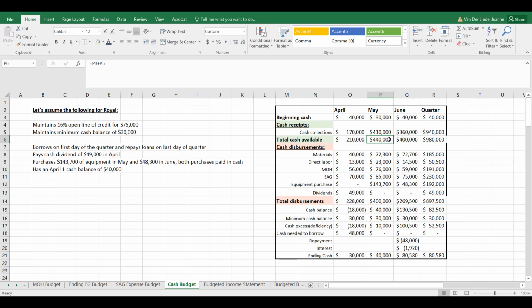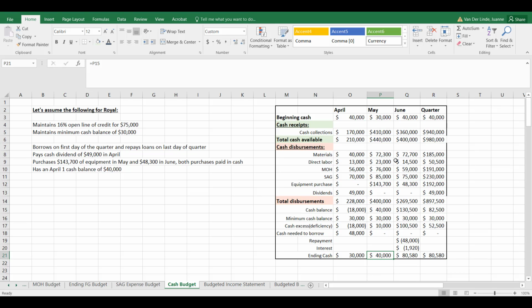The total cash available of $440,000 minus the $400,000 of cash disbursements leaves us with a cash balance of $40,000. Our minimum cash balance that we have to maintain is $30,000, so we really have a cash excess here of $10,000, so we don't need to borrow anything at this point. So our ending cash balance for May is $40,000.